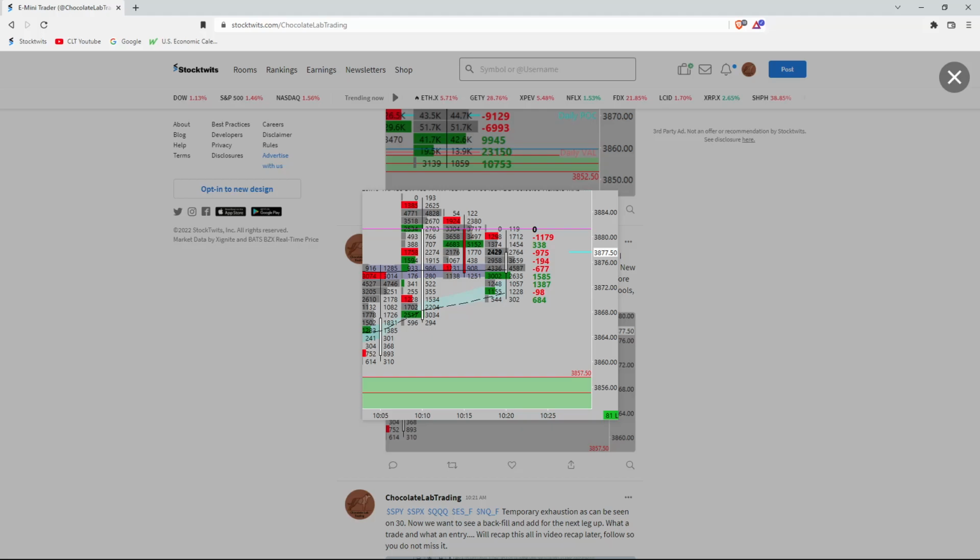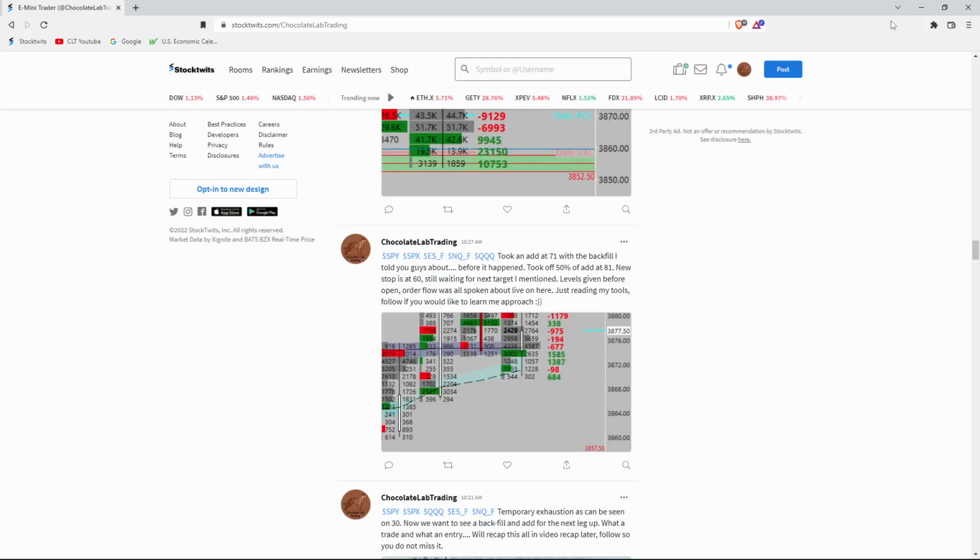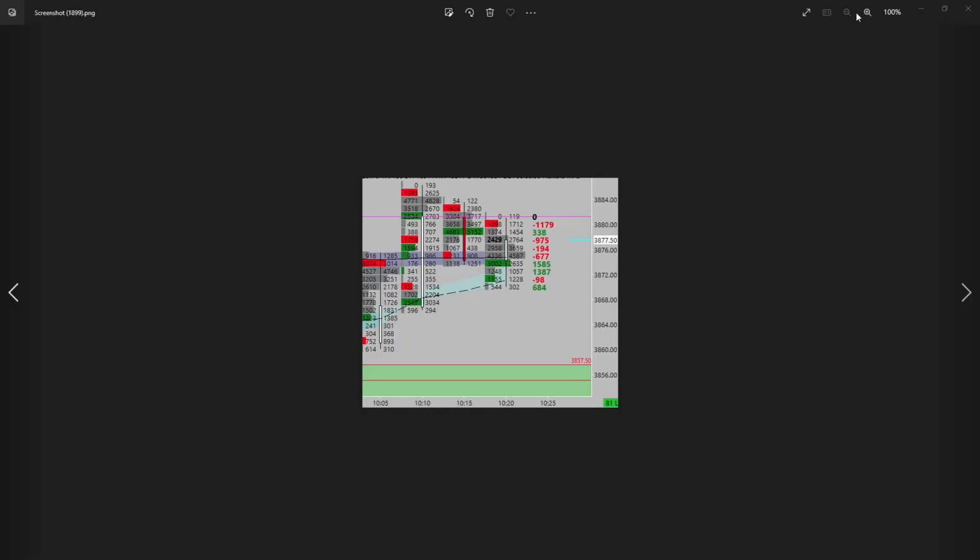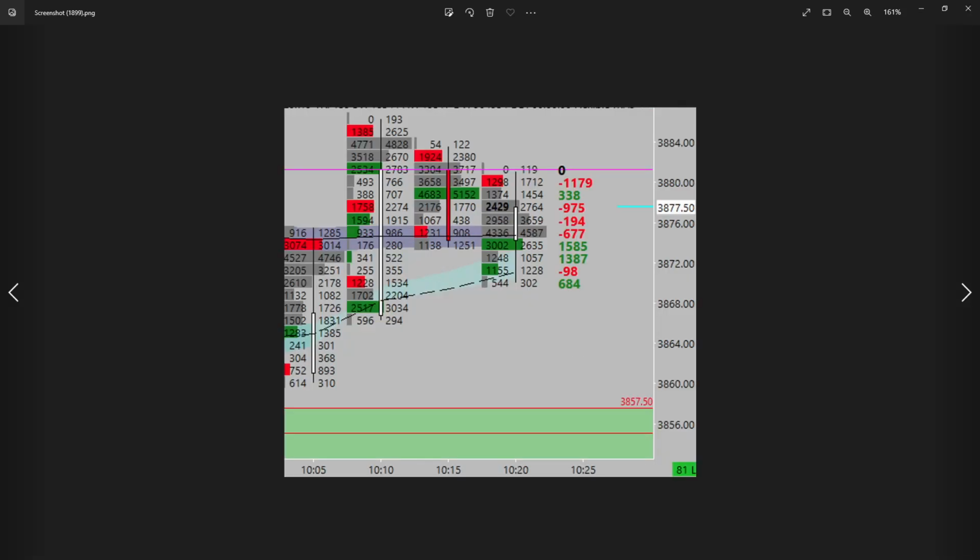So let's look at this backfill. I'll pull up the picture. Let's see what I was looking at for my add. So, of course, I wasn't basing it just off volume gaps that we needed to backfill. I was also keeping an eye on the TPO and larger time frame footprint. But I use the smaller time frames for my entries most of the time, and adds, because we could kind of zoom in on the tape and see what we should see.